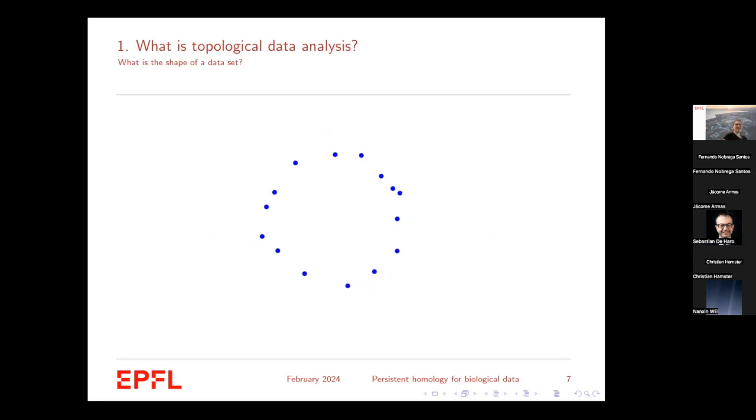So what does it mean for a data set to have shape? This is something that as humans, we quite intuitively see. So if I give you this data set and ask you what shape it has, you will probably tell me it's a circle. And this is exactly what we're looking for with persistent homology.